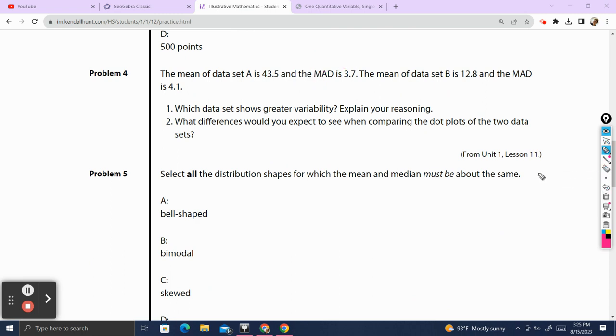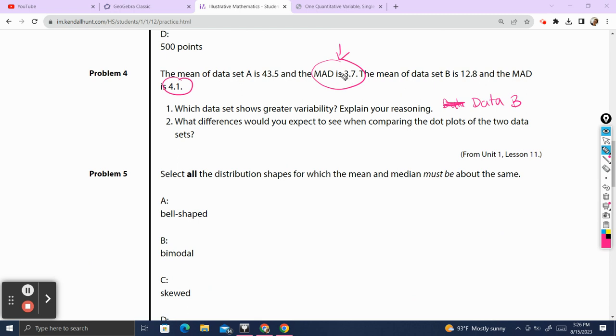So when we're looking at this right here, the variability is measured by the mean average distance, and that means the average distance each point is away from the mean. This one is smaller, which means each point is closer to the mean. On average, each point is only 3.7 away from the mean compared to 4.1 for dataset B. So in this case, dataset B has greater variability and dataset A has less variability, because the MAD of dataset B is higher than the MAD of dataset A.